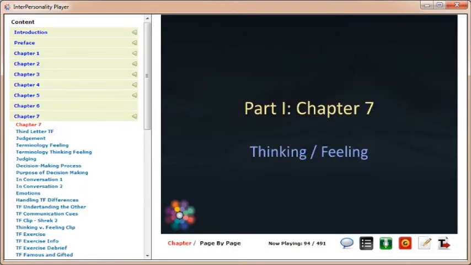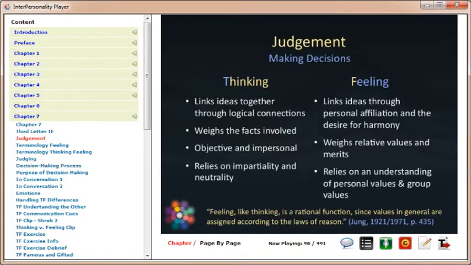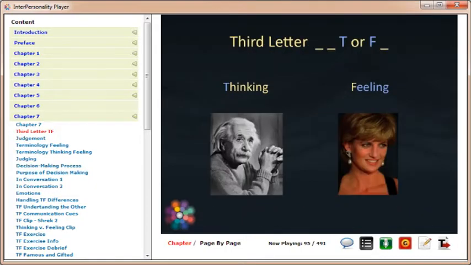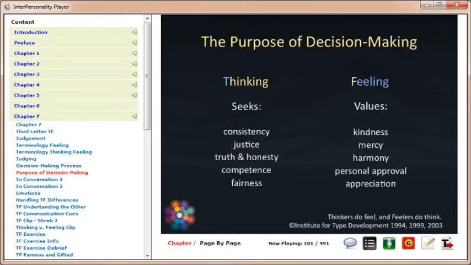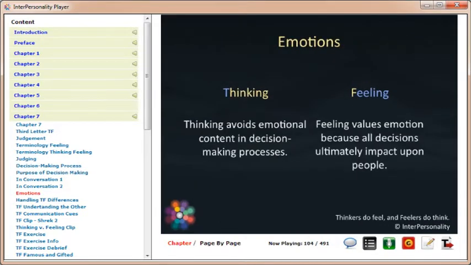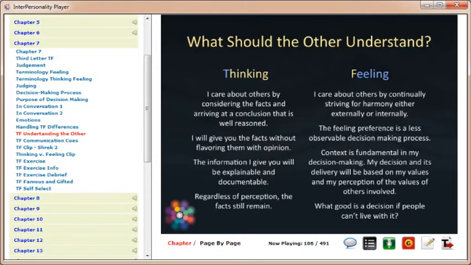In Chapter 7, you'll learn about judgment. We all make judgments, but our Psyche-Type determines where and how we use them. Chapter 7 clears up misconceptions about thinking and feeling, discussing how thinkers and feelers prefer to make decisions, how T's and F's handle emotions, and communication cues.